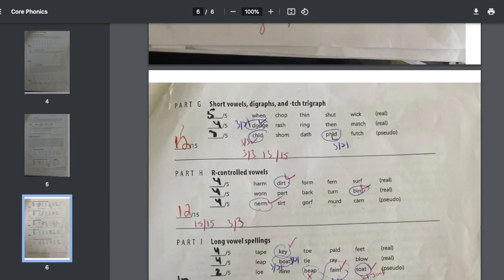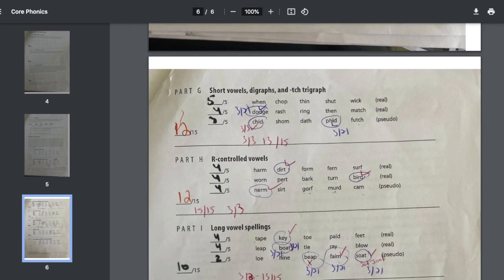Part G, she also scored within that strategic range for short vowels, digraphs, and the ch trigraph. For this one here, she was unsure of the trigraph DGE, which says J. She read chid for child, so once again, she wasn't paying attention to the code and she was reading it as a real word. And then for the word fid, she was unsure of that PH pattern. She was trying to think through it, but she was confused by it.